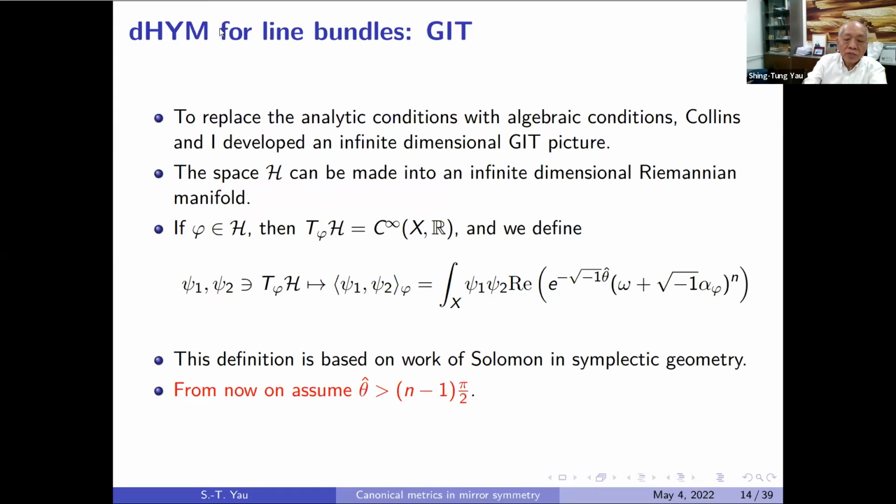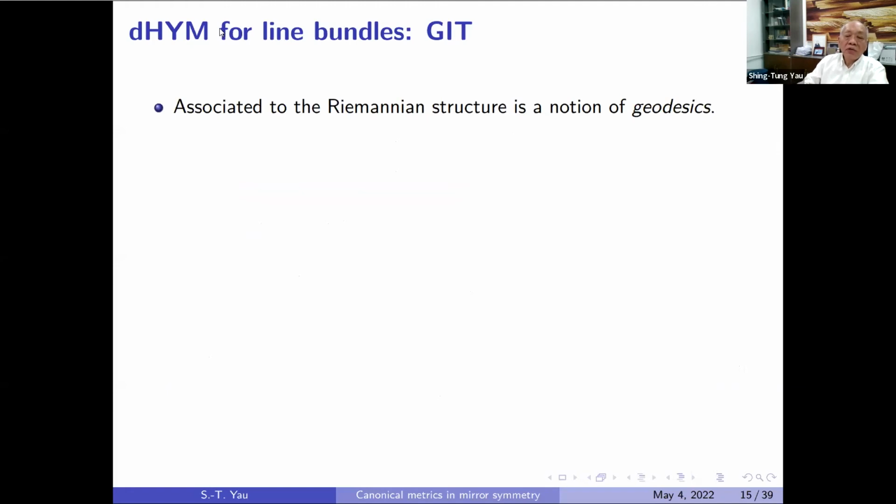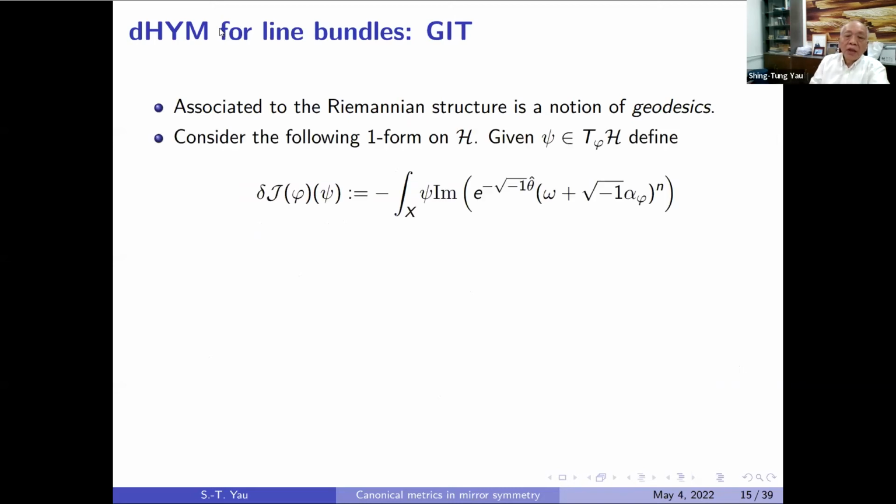From now on, we assume that theta hat is bigger than (n−1)π/2. Associated to this Riemannian structure is the notion of geodesic in this space. On this infinite dimensional space, we can define a one form, defined with delta I here. A one form means that when you act on a tangent vector, you get a number. So psi is a tangent vector at this point, and you define it in this way. So this is a one form.